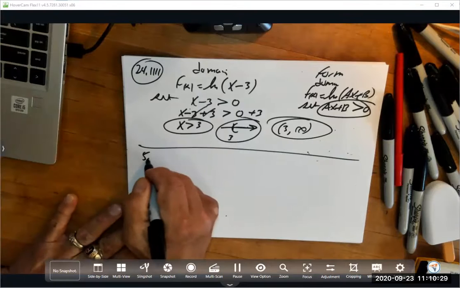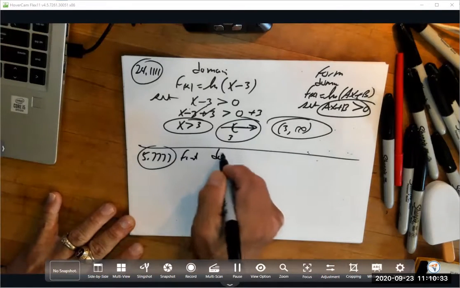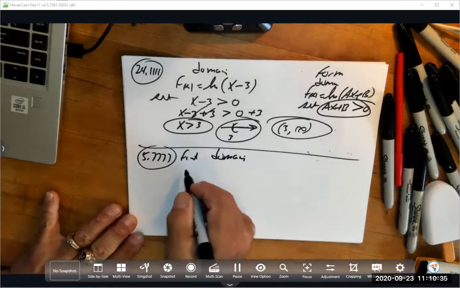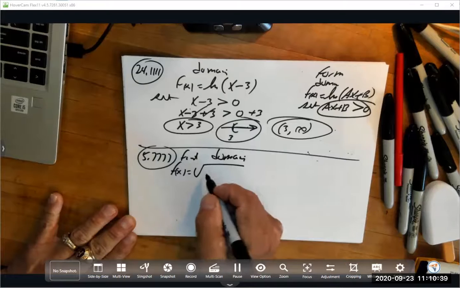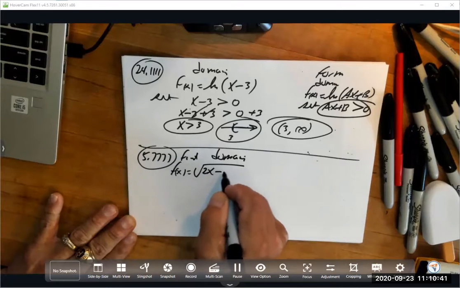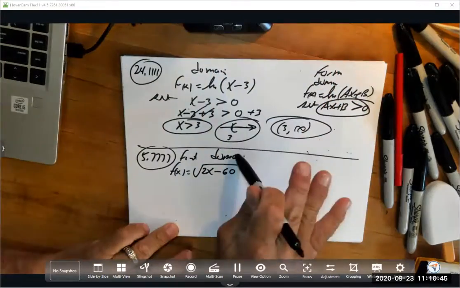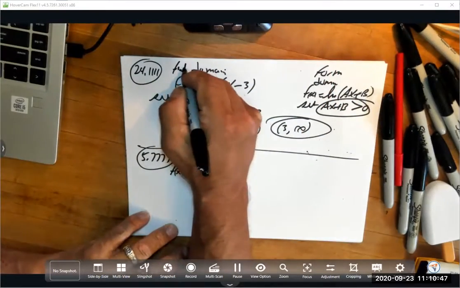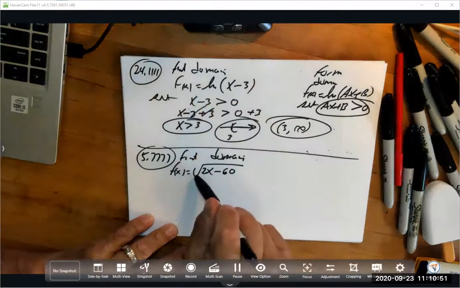Number 5.7777. It says find the domain. And then what you have over there looks like this. f of x equals square root of 2x minus 60. All right, find the domain. But there's a difference. This one has ln, logs. This one has a square root symbol.